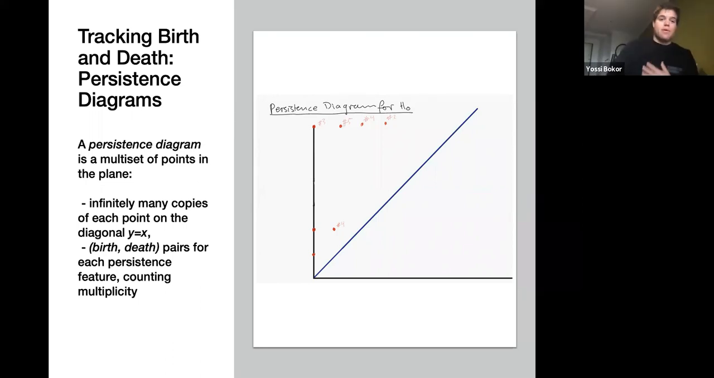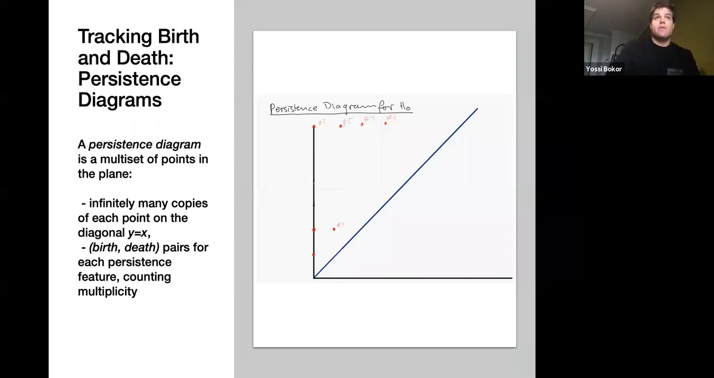A different way of tracking birth and death is to use a persistence diagram. A persistence diagram is just a multi-set of points in the plane where you have infinitely many copies of each point in the diagonal, y equals x, and birth-death pairs for each persistence feature counting multiplicity. Now, one thing I will point out is that points represented right atop the cross at the top have infinite death values. So they represent the infinite persistence features, and the number next to them is just the multiplicity.